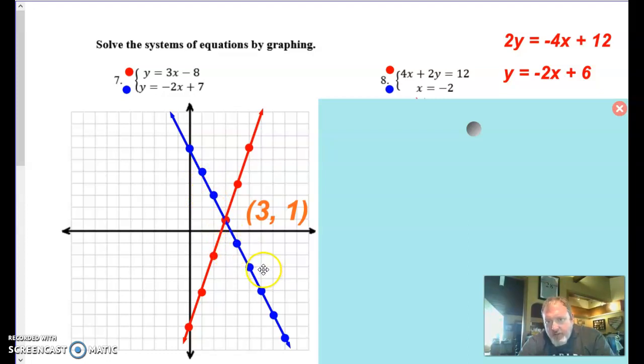And you can see that these two particular lines are going to intersect right here at this point. So our final step is to label that point, and that is (3, 1). Very similar for number 8.